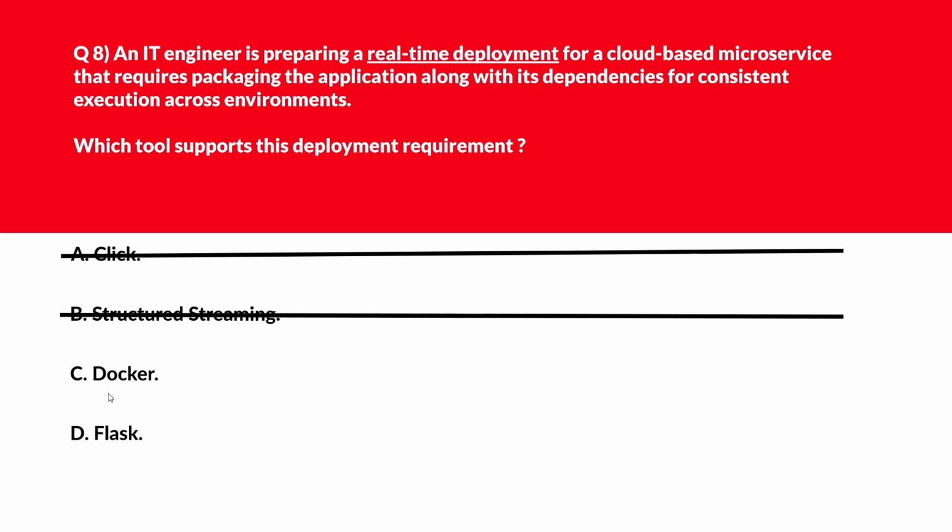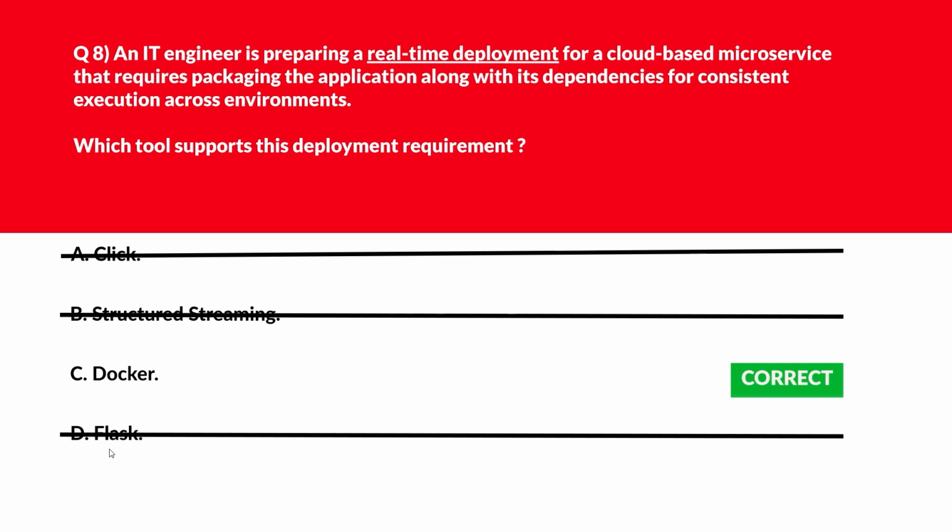C says Docker. Docker packages the application with its tools and libraries, making it suitable for consistent real time deployment across environments. Let's keep it. Now let's move to option D. D says Flask. Flask serves APIs but doesn't manage environment level packaging for deployment. Let's delete it. We'll lock option C, Docker, as the right answer.